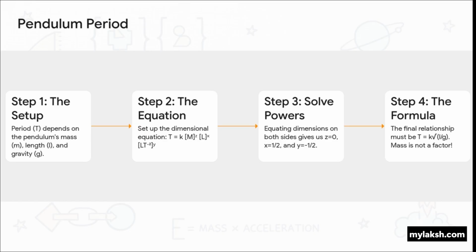And just like that, the logic gives us the formula. The power for mass is 0, so mass doesn't matter at all. The relationship has to be that t equals some constant, k, times the square root of L over g.